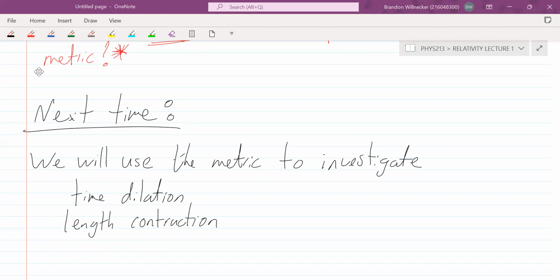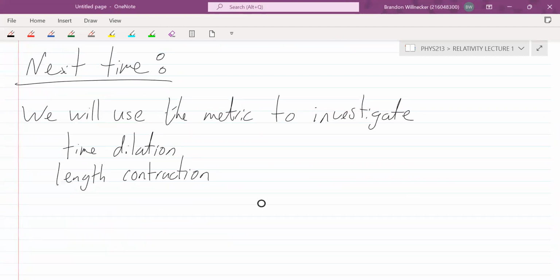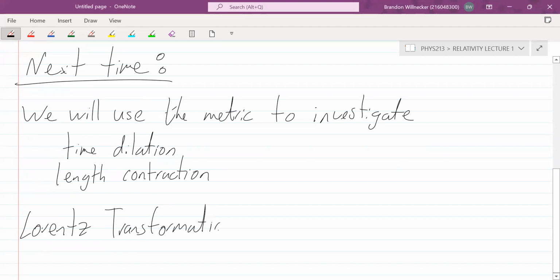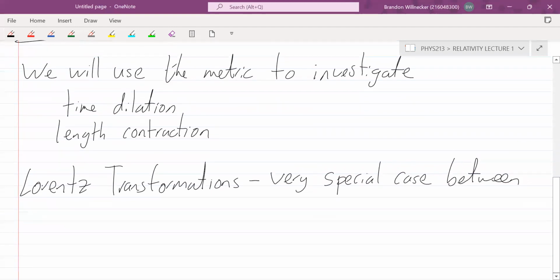And we will also look at the so-called Lorentz transformations, which are a very special case of linear transformations between the so-called moving and non-moving frames. So very special case.